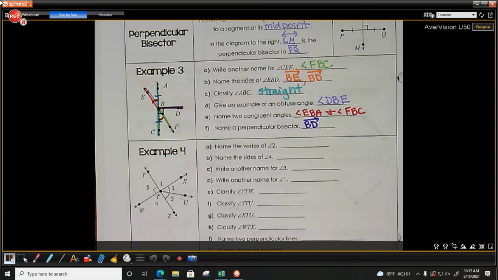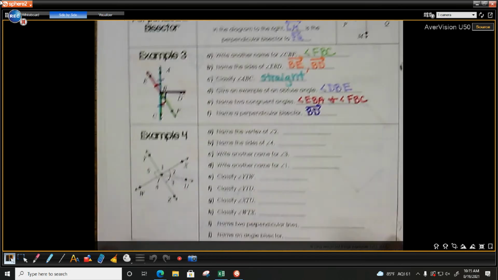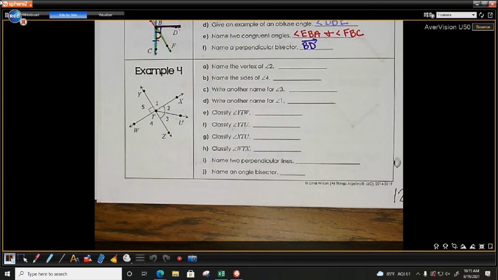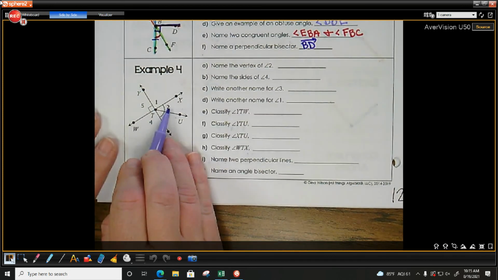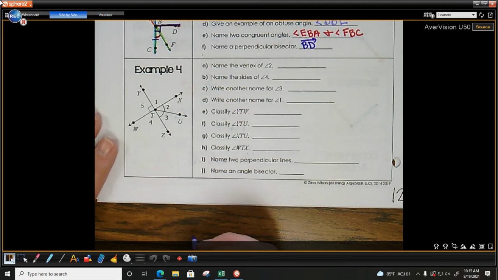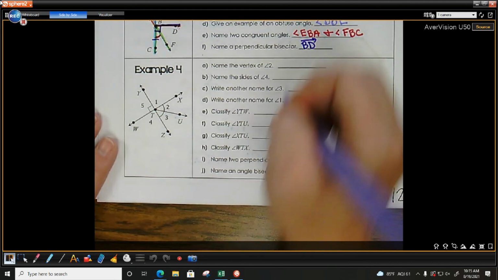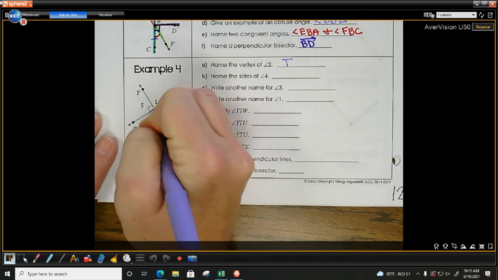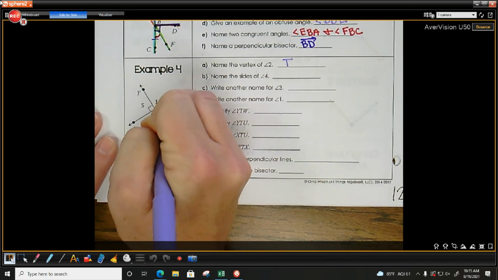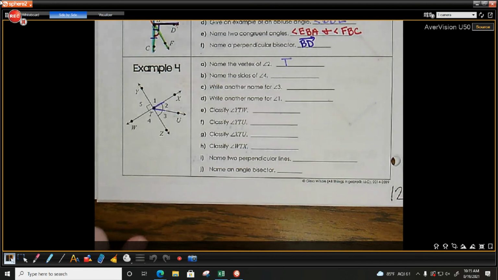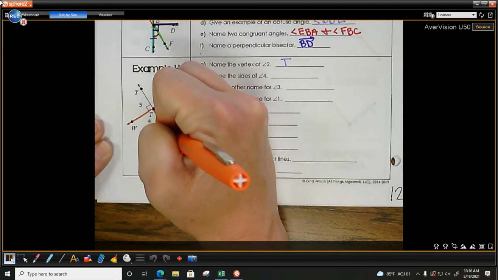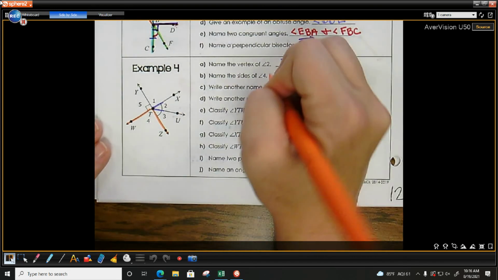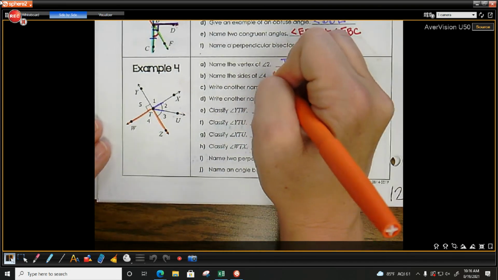Okay. We also sometimes use numbers to identify our angles. Okay? What is the vertex of angle 2? So here's angle 2. What's the vertex? T. Right there. There's angle 2, so T is the vertex. Name the sides of angle 4. Ray TZ and ray TW.